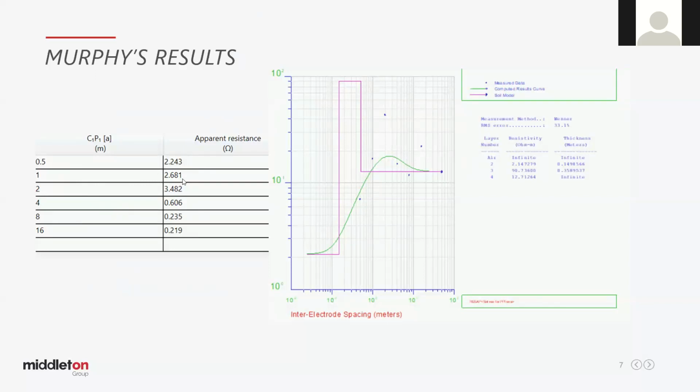You can see this one's gone up again, and then it's gone down, down, down. So this immediately tells me that there's some problems with these readings here. It doesn't ring true for me. So Murphy's got amongst this one and given me some funny results.